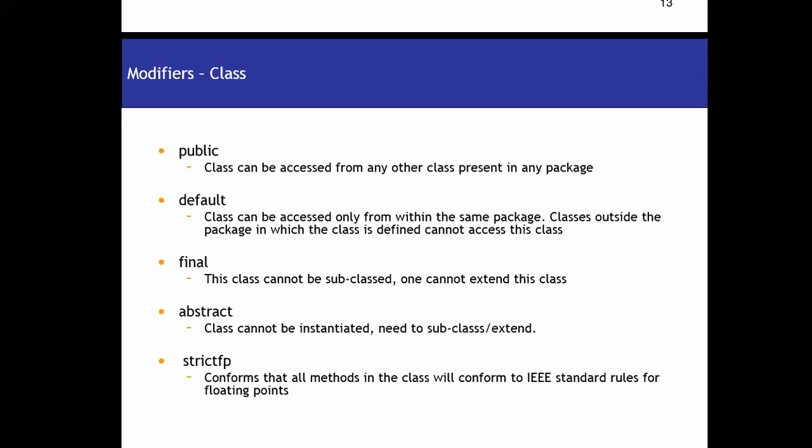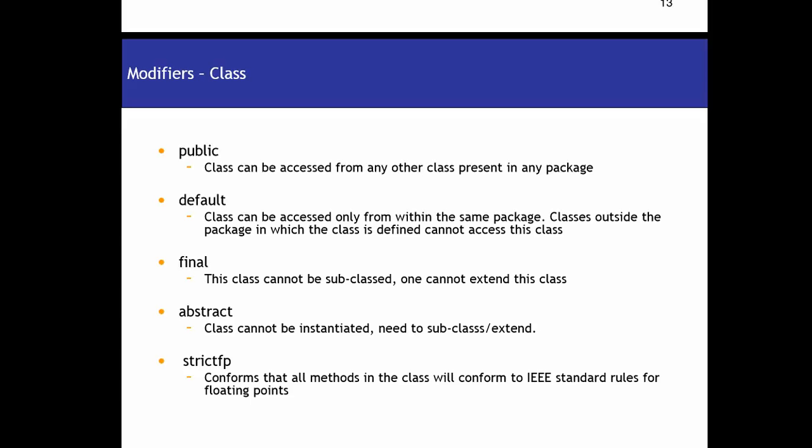So what is public? When you use this modifier and make the class public, suppose I put a public class name and write all the methods, it is accessible by any others. So it is public because anybody can access that. The class can be accessed from any other class present in any package. Okay. And next is default.